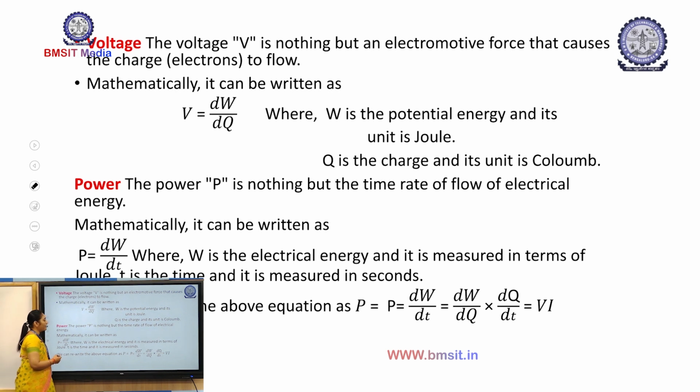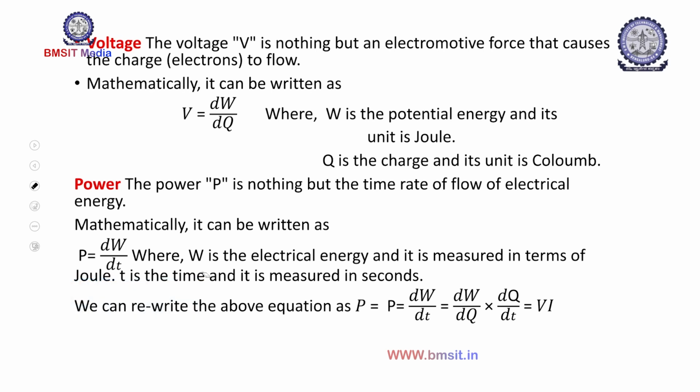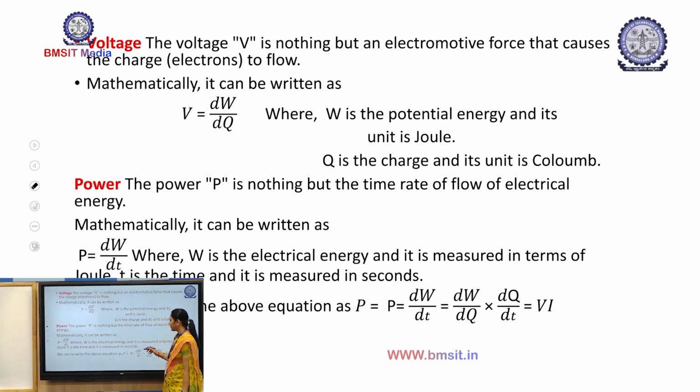And the power, denoted as P, is nothing but the time rate of flow of electrical energy. Mathematically it can be expressed as dW by dt, where W is the electrical energy expressed in joules. We can rewrite the expression for P as P equal to dW by dt, which is dW by dq into dq by dt, which is nothing but VI.